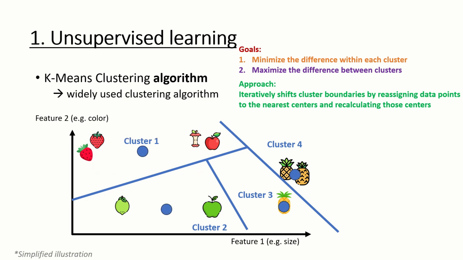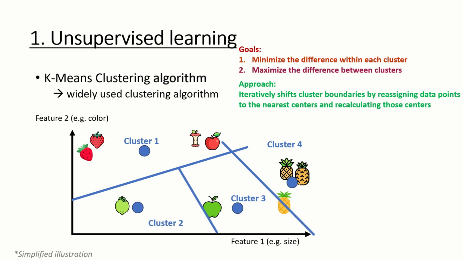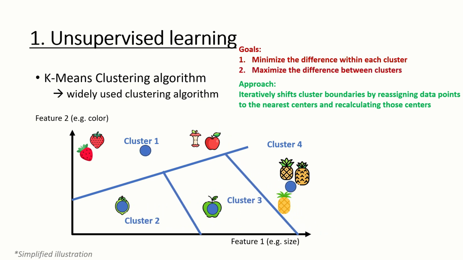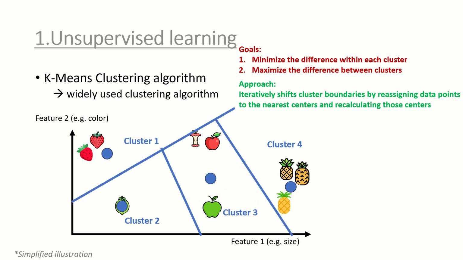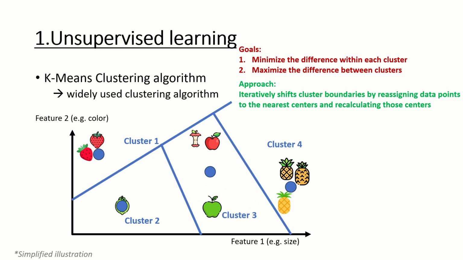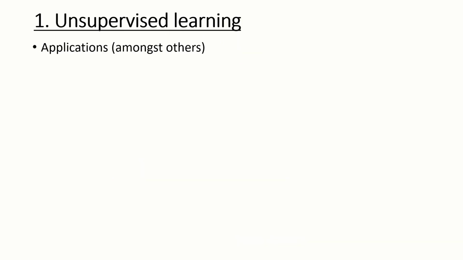So here in this example, we start with these cluster centers, and then we shift the boundaries with the goal to make the objects in one cluster similar to each other and to maximize the difference between the different clusters. And we do that until the final iteration, and this is the final outcome. We have clustered similar objects together.